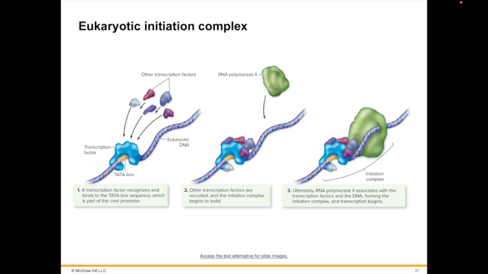So we'll explore this now. Number 1, the transcription factor recognizes and binds to the TATA box sequence, which is part of that core promoter region. The other transcription factors are then recruited and the initiation complex begins to build. And then lastly, RNA polymerase II associates with the transcription factors and the DNA, forming the initiation complex, and transcription will now begin, as you see there at number 3.